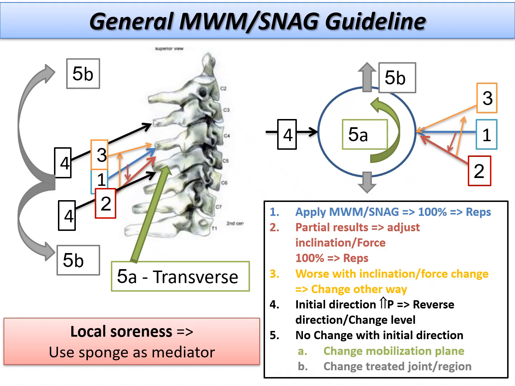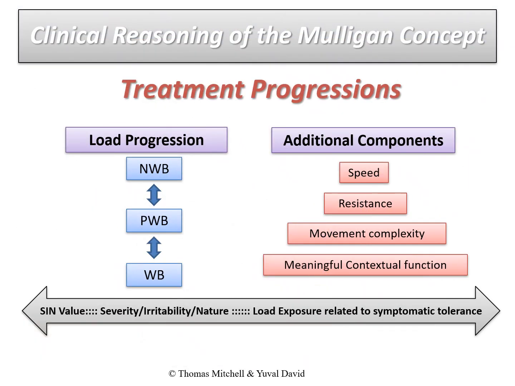Let's have a look at relevant factors of treatment progression with the use of MWM. It's rather logical that if a patient complains of symptoms in a low level of tissue load, as in non-weight bearing, one should start treatment there and gradually increase to higher levels of loads as in partial and full weight bearing. This is normally how MWMs are progressed.